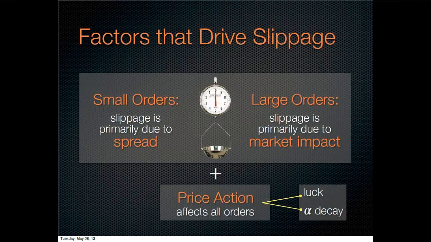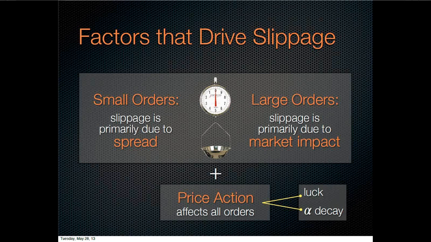So what are the factors that are going to drive slippage? Well, for small orders, slippage is really mostly due to spread. And that's because when we think about price, we typically think about the last price, the traded price. But at any given point in time, what's much more important from a trading perspective is the bid-offer spread at that time.